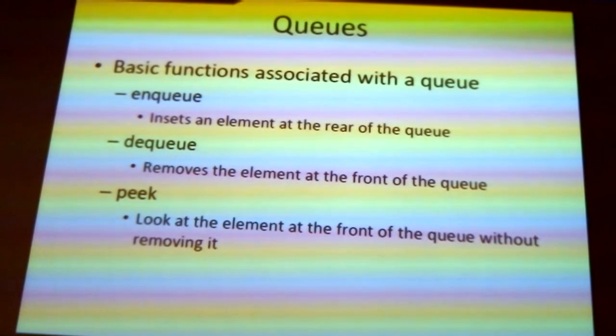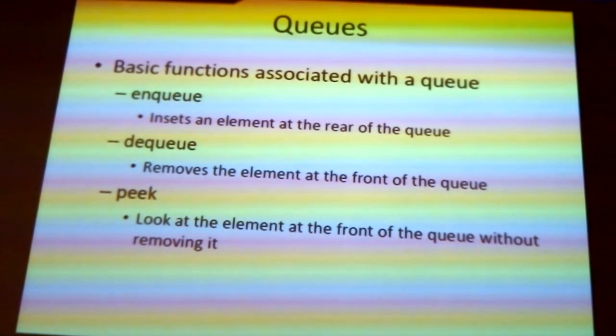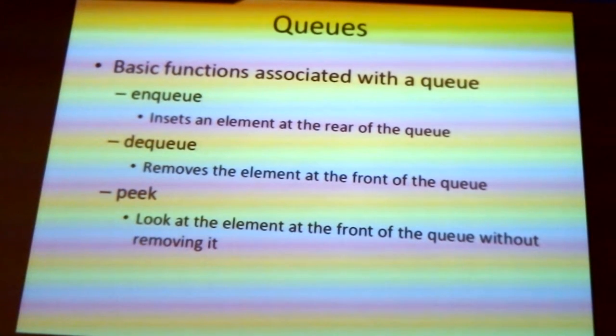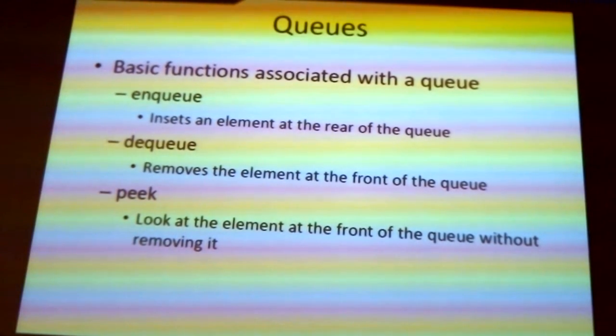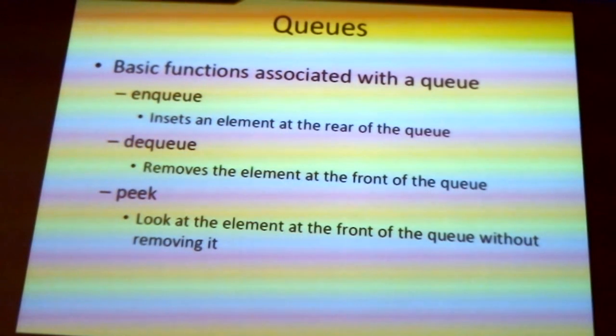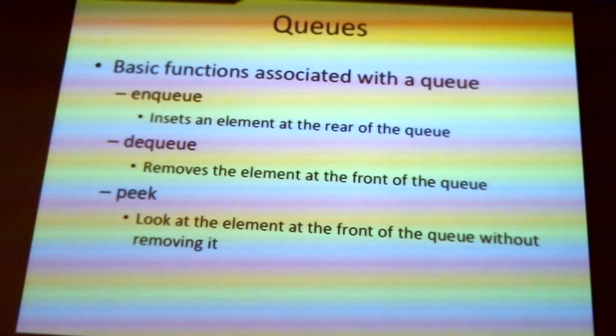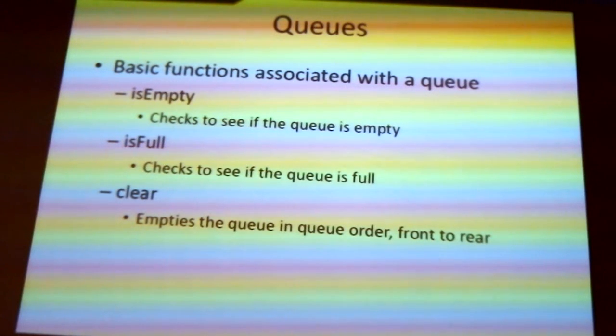So our basic functions with queuing are enqueue, which inserts attributes into the queue, and dequeue, which removes the one from the front. Peek is a function where you can look at the data at the front-most node, but you don't actually have to pop it off, and you don't have to dequeue it.